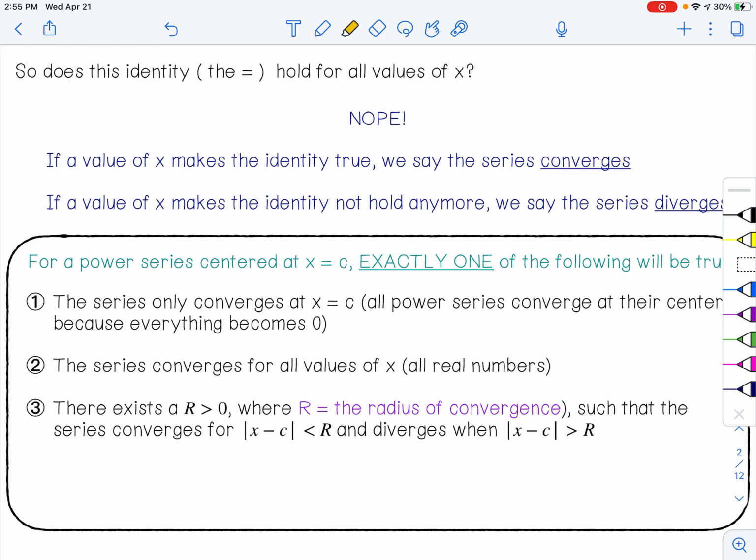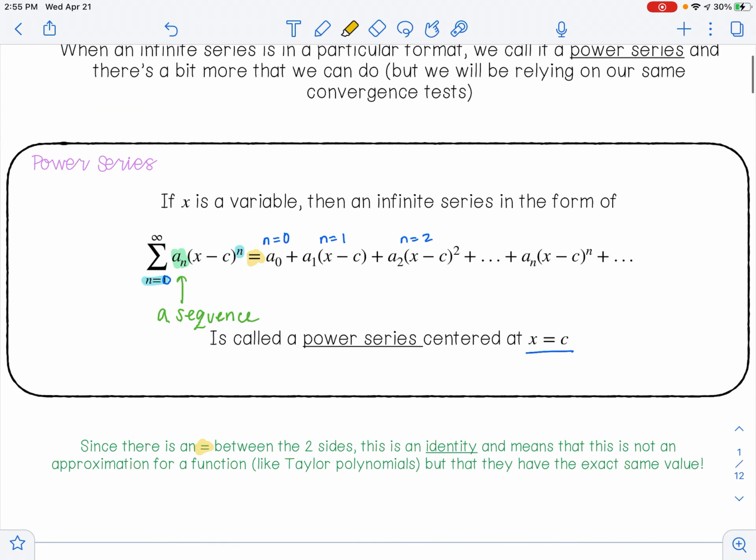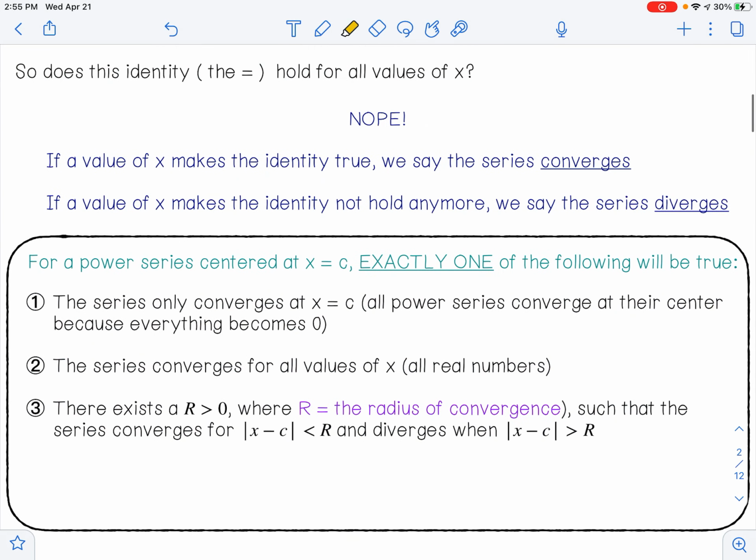So one of these three statements is always going to be true for a power series. It's only going to be one of them at a time. So the first one is always true. This is the bare minimum. So the series could only converge at x equaling c. Every power series has to converge at its center point, because if you plug in x equaling c into our formula, x minus c becomes 0 to the n power. So you're basically adding up 0 infinite times. So you're just adding to 0. It's like the dumb convergent case. It's like the basic one.